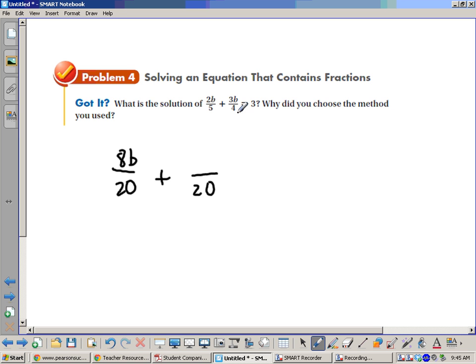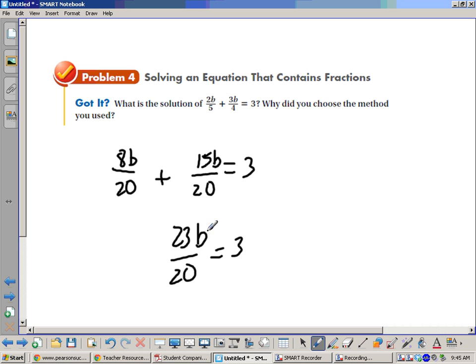This one we're going to have to multiply by 5 over 5, so that's going to make this 15b equals 3. So we just got like denominators. This is nothing new. I'm hoping that you'll understand that step. Now we can actually add the fractions together. So we're going to take 8b plus 15b and get 23b over 20 equals 3.